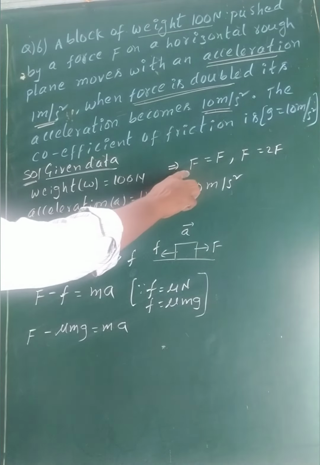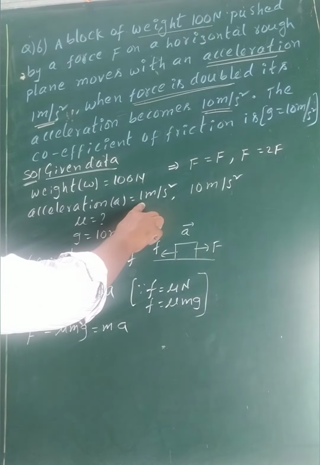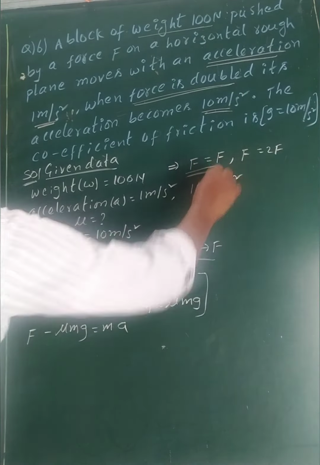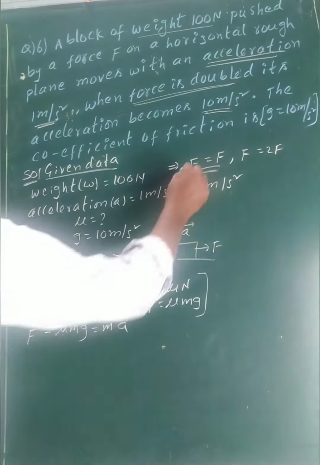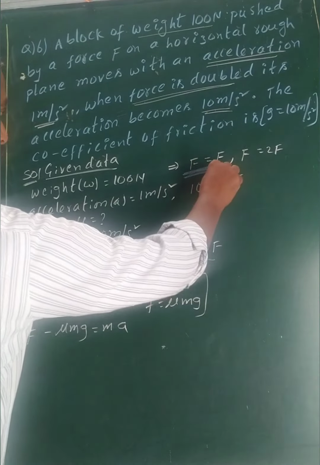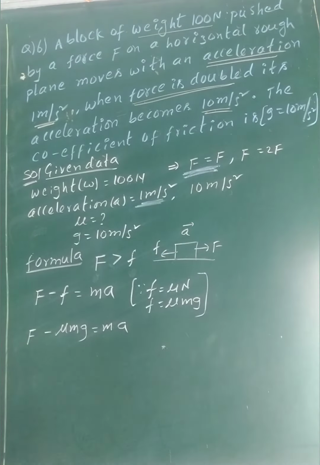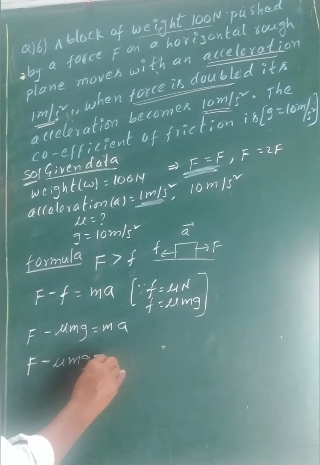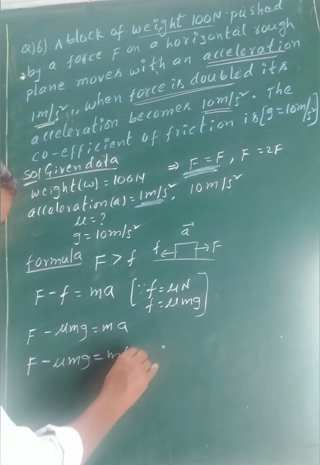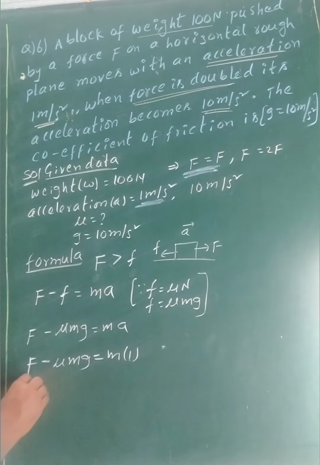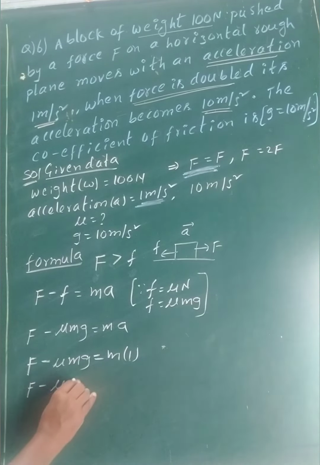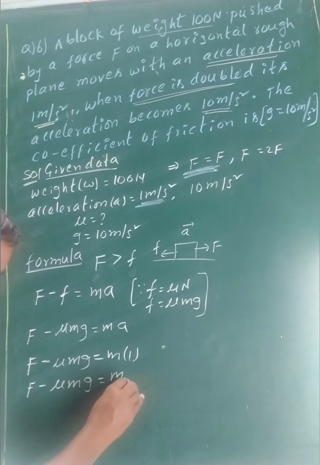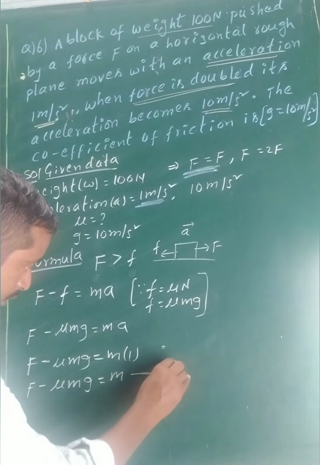First, F force is applied, then acceleration is 1 meter per second square. So F minus mu mg, mass is nothing but m, and acceleration 1. Then F minus mu mg equal to m. This is equation 1.